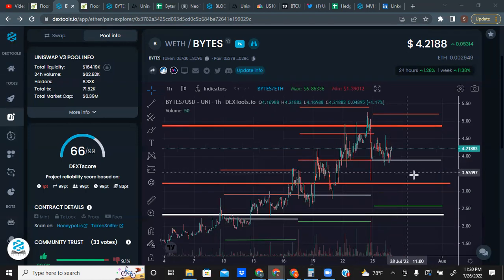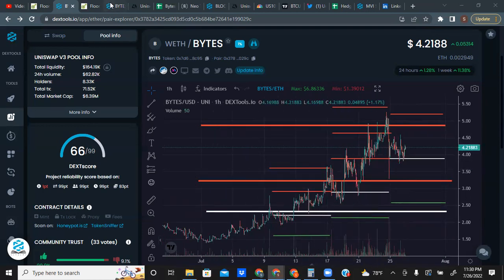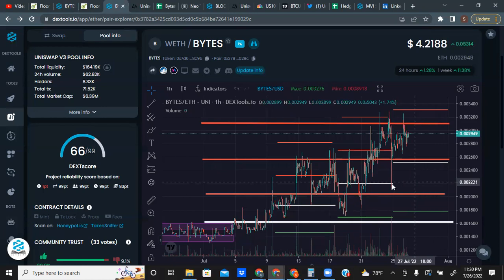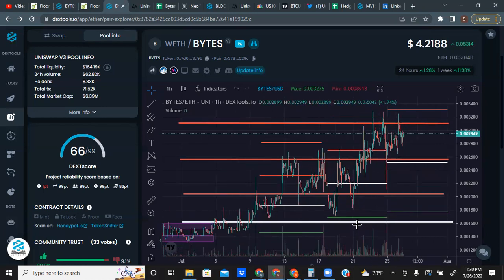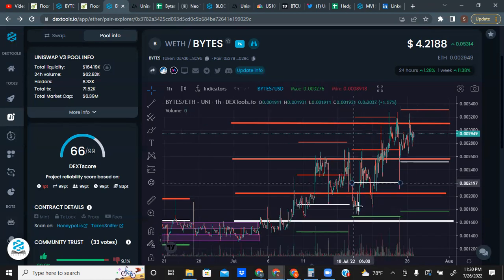That would be cool. But for me, I'm just more focused on the Bytes to Ethereum chart. If you're not gaining against Ethereum, then what's the point? That's the whole purpose, to beat ETH's performance, right? And if not, why not just buy ETH? So looking at that chart, a pretty clean chart for the month of July.